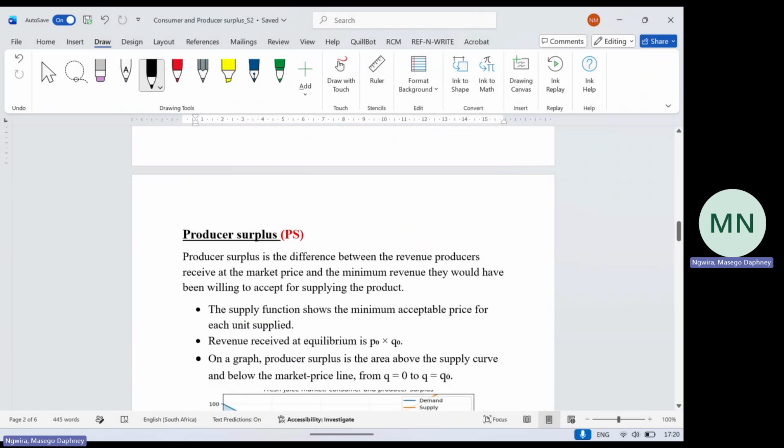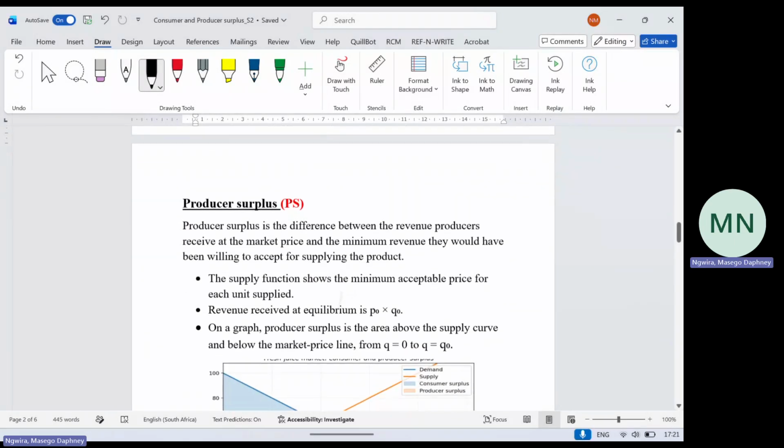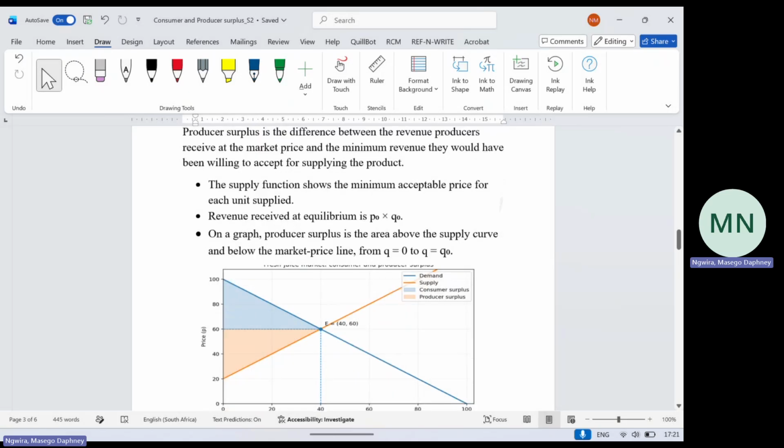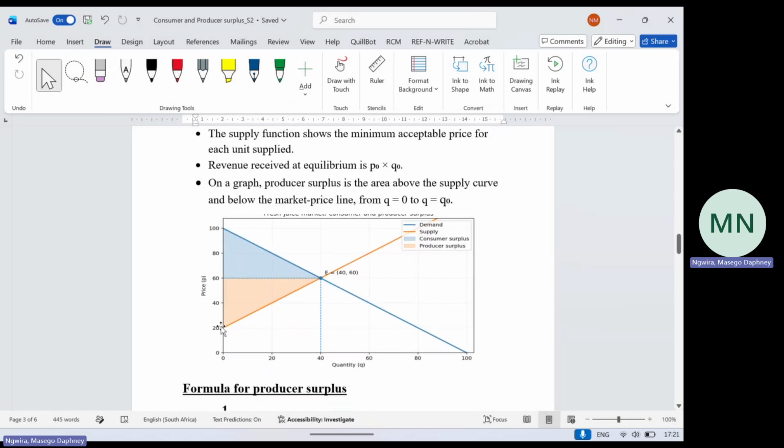And then now, that's under consumer surplus. We move on to producer surplus. Producer surplus is the difference between the revenue producers received at the market price and the minimum revenue they would be willing to accept for supplying the product. The supply function shows the minimum acceptable price of each unit, which is true. If you look at the function here, this is the maximum price, this is the minimum. So for the producer, this is the minimum, right?